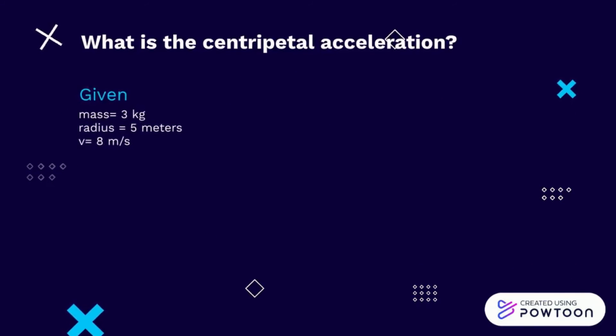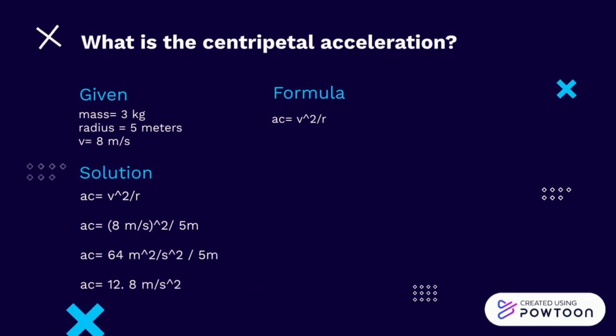For problem 9, we're looking for the centripetal acceleration. To find the centripetal acceleration, we will use the formula a_c equals v squared over r, wherein a_c is the centripetal acceleration, v is the velocity, and r is the radius.